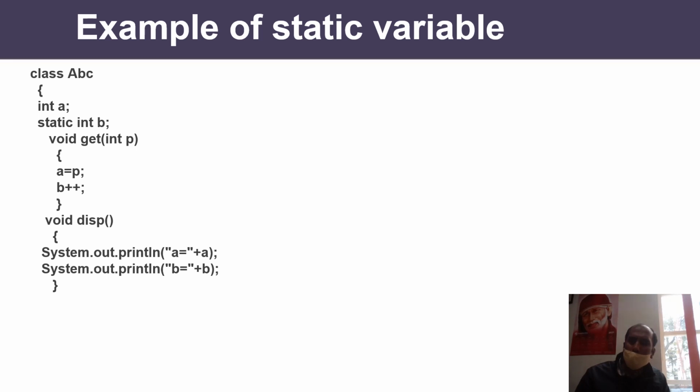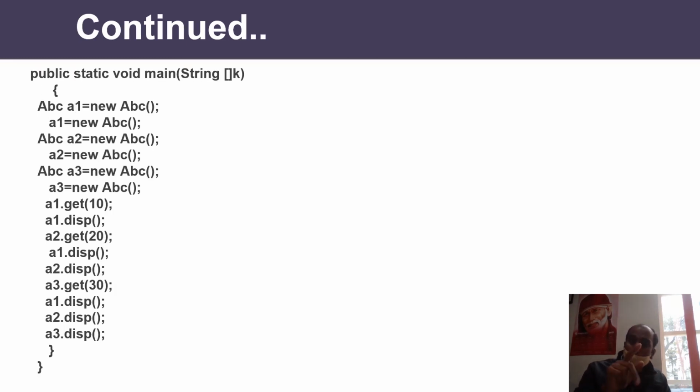I have created a display method, displaying A and B. So remember this class. Inside the class I have created two methods, get and disp. Get receives a parameterized value, and there are two variables, int A and static int B. Now this is the most important slide of this session. I have created an object A1, an object A2, and an object A3, and I have instantiated all three objects.